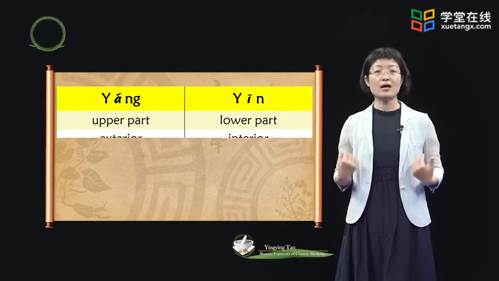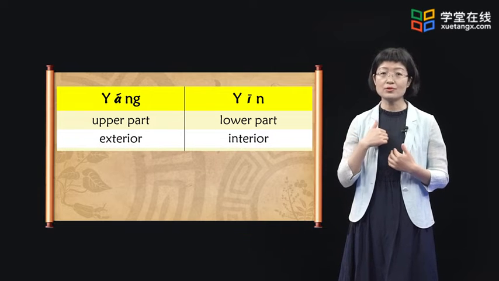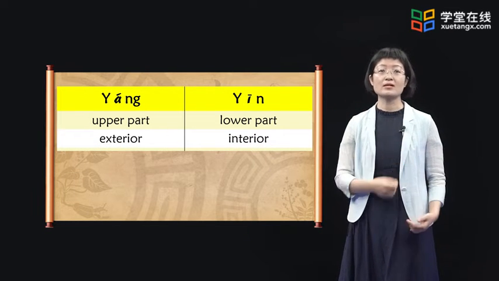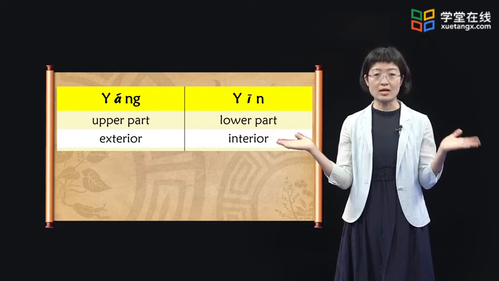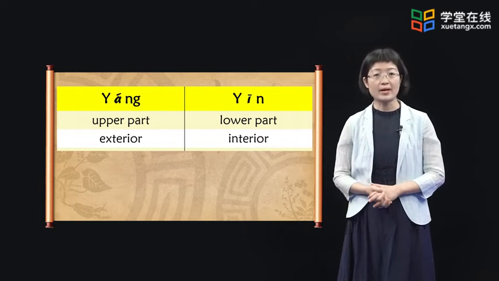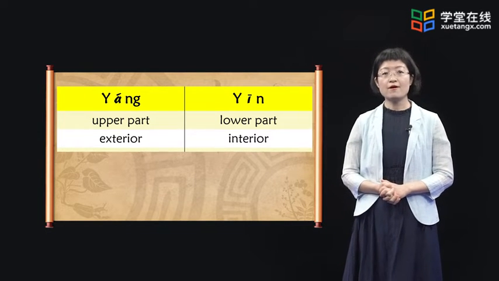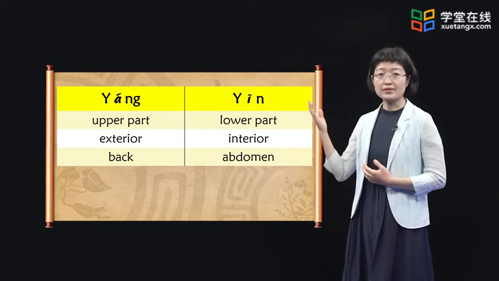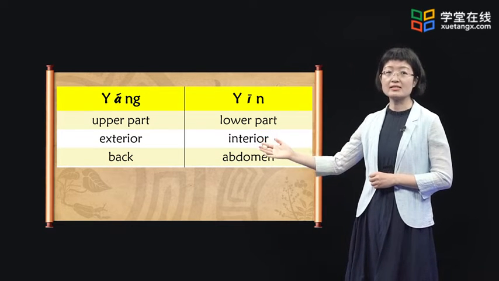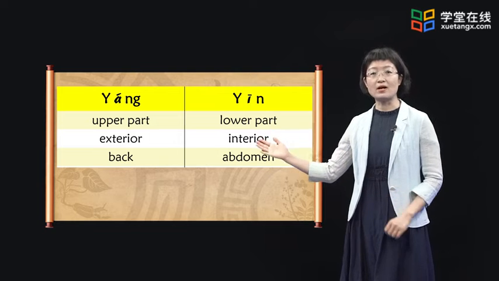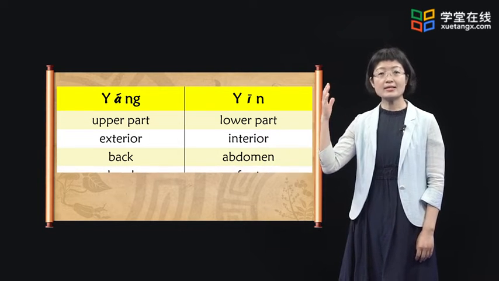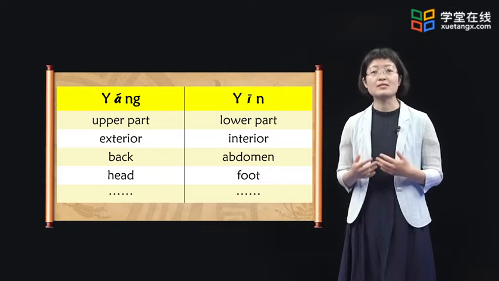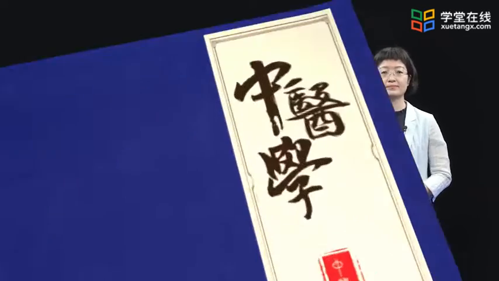The exterior part belongs to yang, while the interior part belongs to yin, because the upper part and the exterior part are all exposed to much more sunlight compared to the other part. For the back and the abdomen, the back belongs to yang. That is due to the back facing the sun during the ancient farmers' walking. Head and foot are easy to classify, similar to the upper and the lower part.